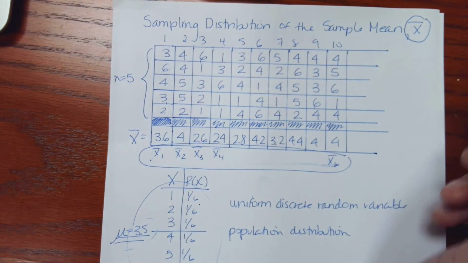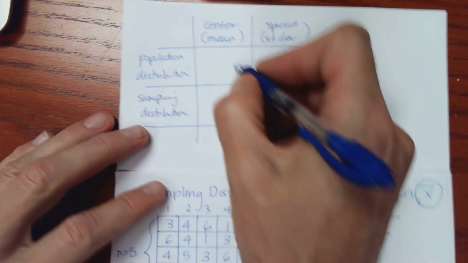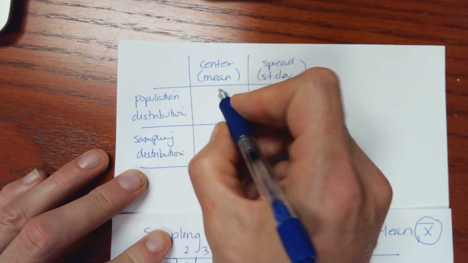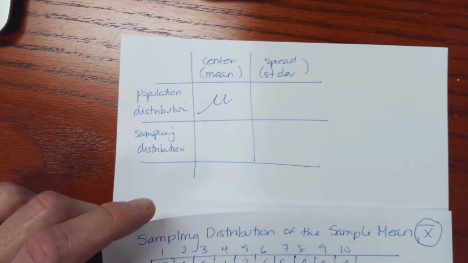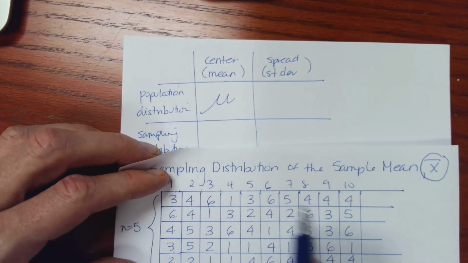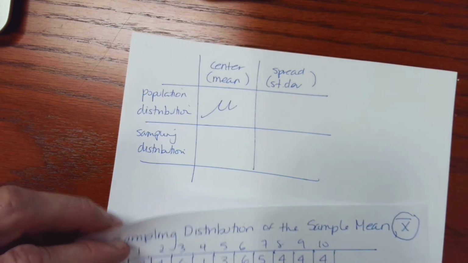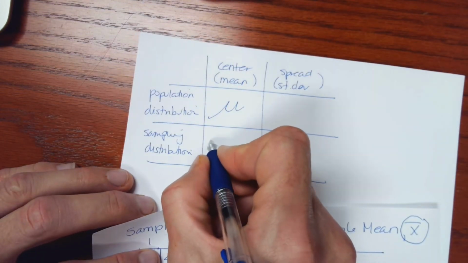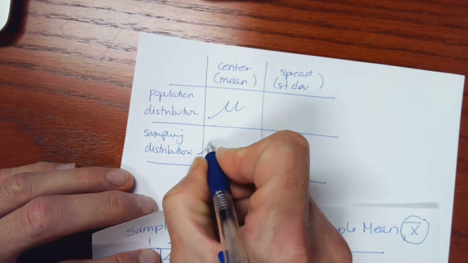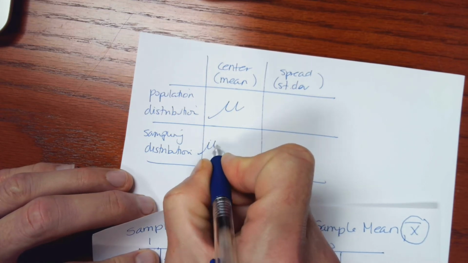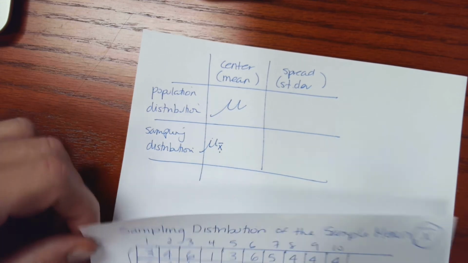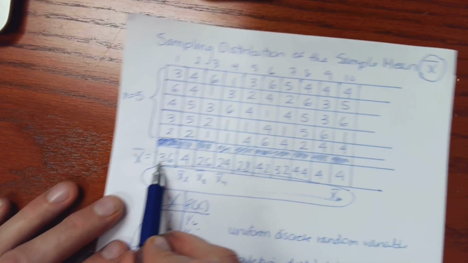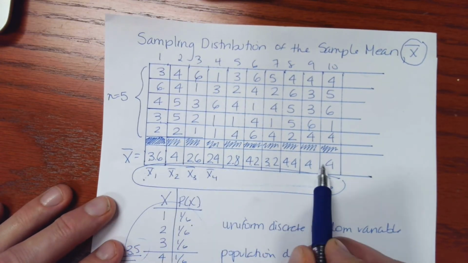Now, we represent that by the population distribution in the center. We use the symbol mu. That's the long-term average value for our random variable x. In the sampling distribution, we'll use the symbol mu with a subscript of x bar. So this is the mean among the sample means. In other words, it's the long-run average among these values.